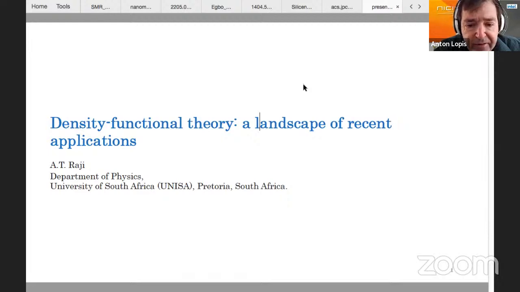Adjunct Assistant Professor at the African University of Science and Technology in Abuja, Nigeria. His main research interests are computational studies of microscopic properties of solid-state materials using density functional theory and its extensions. Dr. Raji is an NRF-rated researcher and a recipient of several research grants and awards.